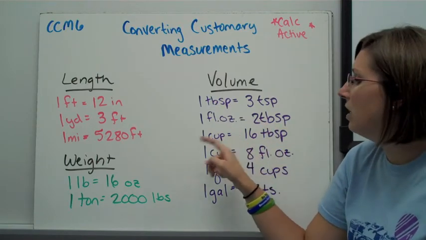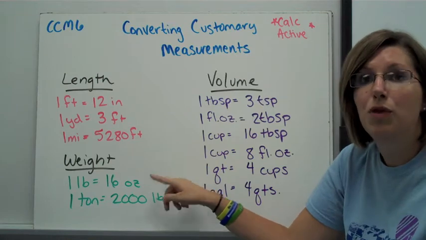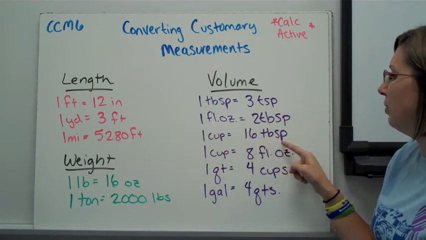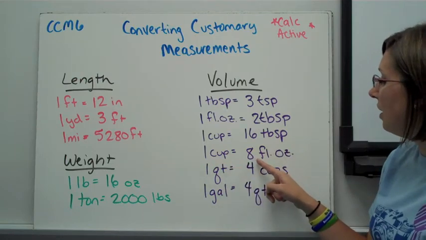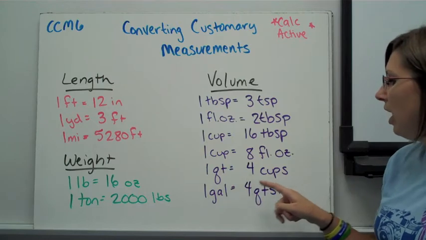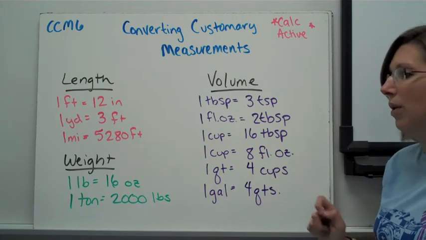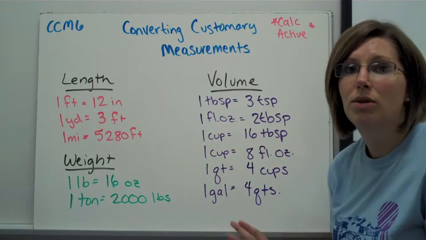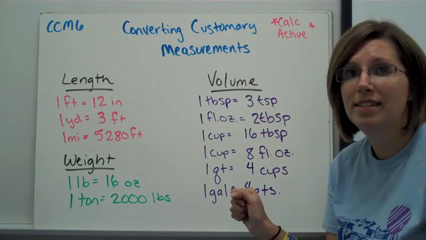A fluid ounce is different than the ounce for weight. 1 cup is 16 tablespoons. 1 cup is also equal to 8 fluid ounces. 1 quart is equal to 4 cups, and 1 gallon is equal to 4 quarts. Now there are more measurements than just these, but these are the ones we're going to be working with today. So make sure you write this down in your table.